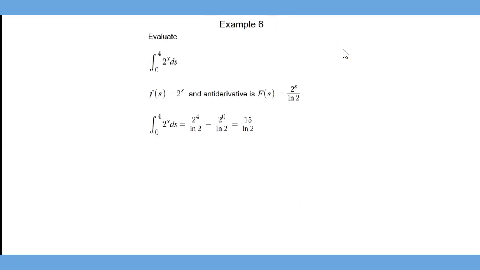Example 6. Remember that the antiderivative for the exponential function, if it's not base e, is just that function divided by ln of the base. So an antiderivative of 2 to the s is 2 to the s over ln of 2. Then I evaluate that antiderivative at 4, evaluate it at 0, and subtract.